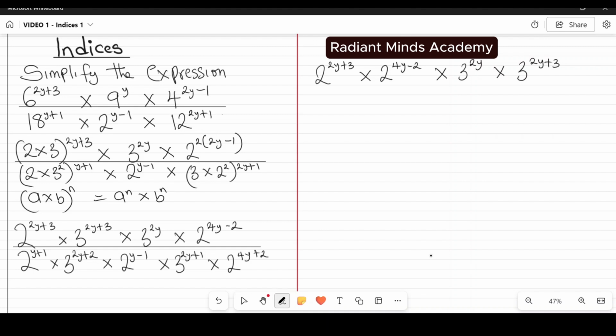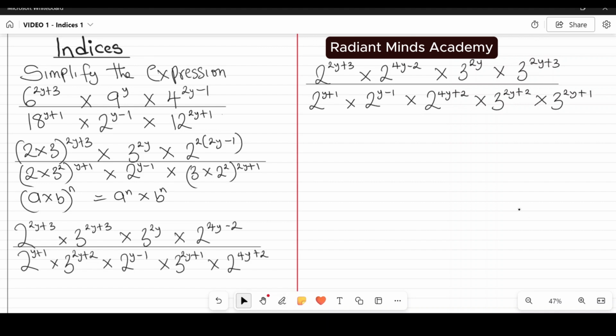Everything will be divided by 2 raised to the power of y plus 1 times 2 raised to the power of y minus 1 times 2 raised to the power of 4y plus 2 times 3 raised to the power of 2y plus 2 times 3 raised to the power of 2y plus 1.